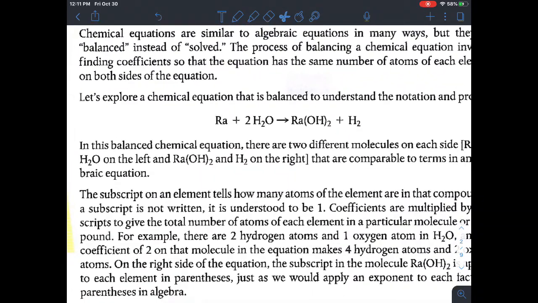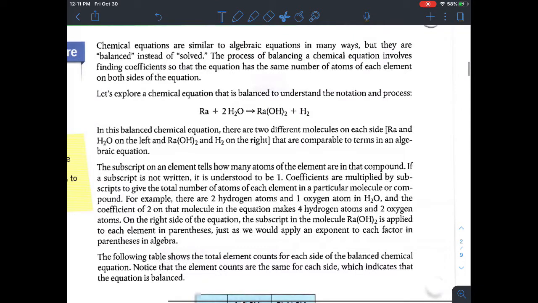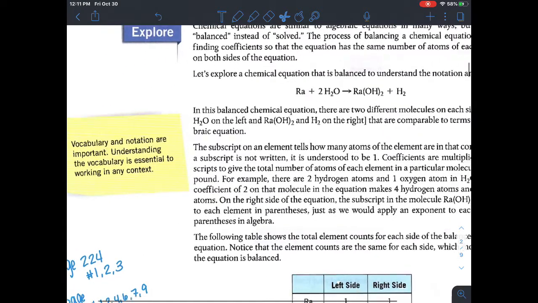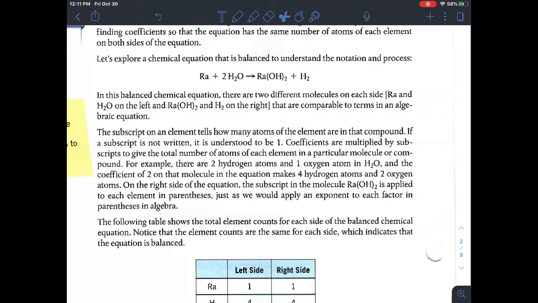So in this balanced chemical equation, there's 2 different molecules on each side, Ra and H2O. I'm not sure what Ra is. Does it tell us anywhere? I don't know. Maybe it'll tell us later. I know H2O is water. And then we have Ra and then OH2 and H2 on the right. Again, I have no idea what those are. They are comparable to the terms in an algebraic equation.